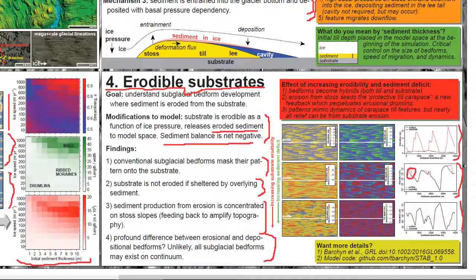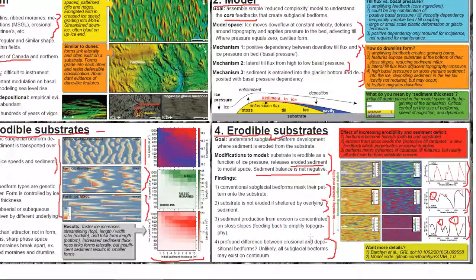In this last example here, this is the extreme example where the landscape is almost entirely substrate, and there are little tiny skiffs of till on the very tops of these features that help to maintain them, but the landscape is essentially completely erosional. So that's the results that we've come up with from this model.